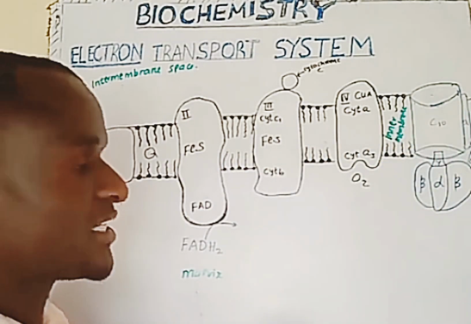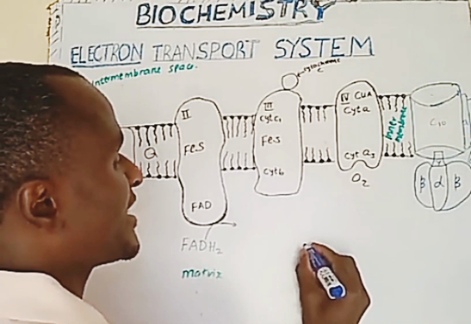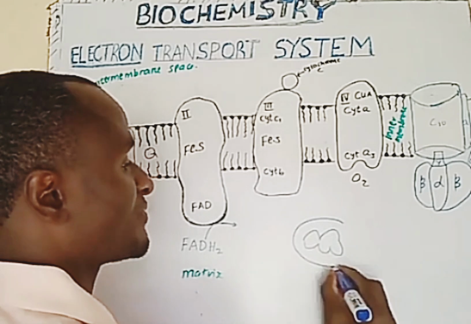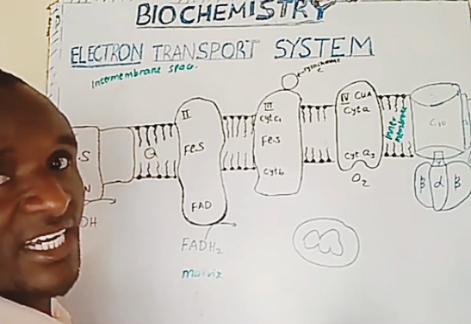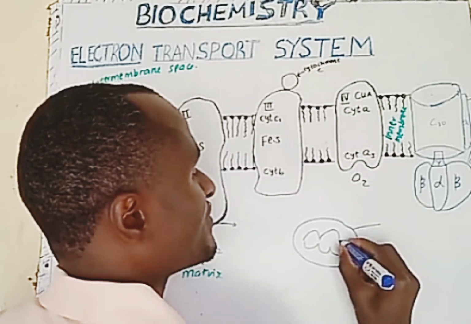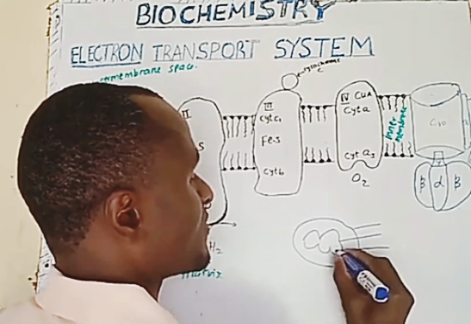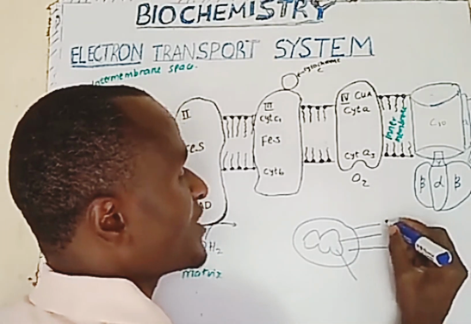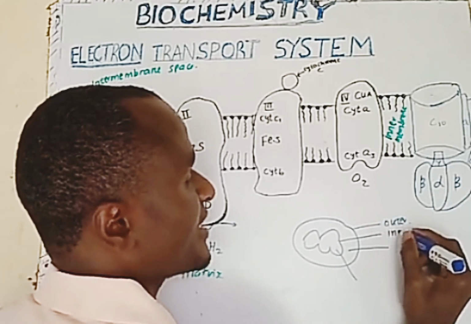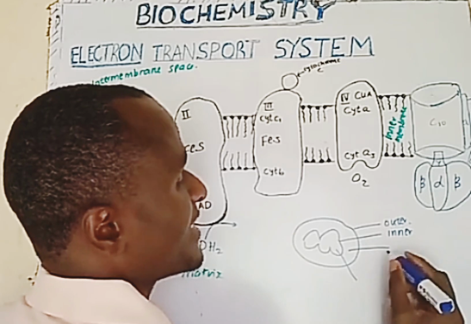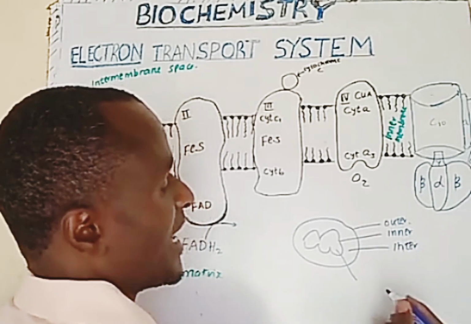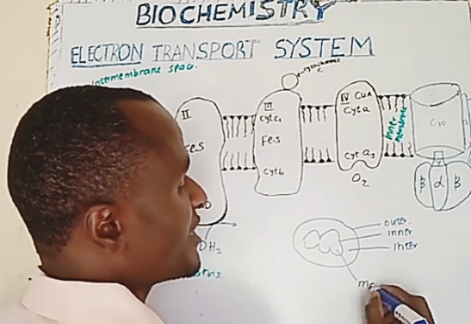From cell biology, we meet a certain cell organelle whose inner membrane is highly folded. So our cell organelle is known as a mitochondrion. A mitochondrion has various parts. So it has what we call the outer membrane. It has the inner membrane. It has the intermembrane space. And then it has what we call the matrix.